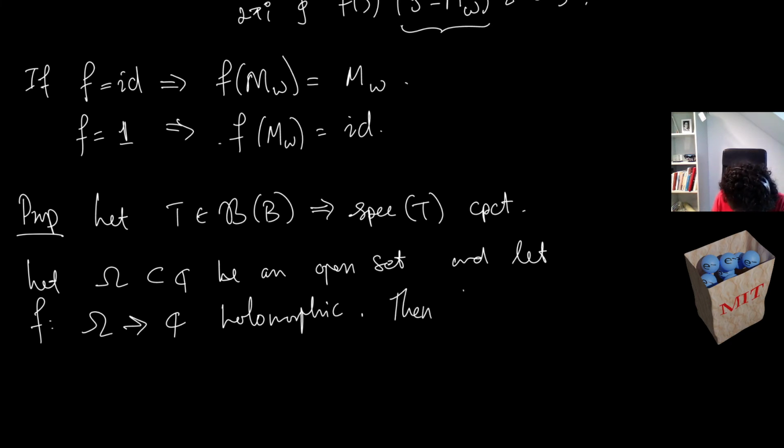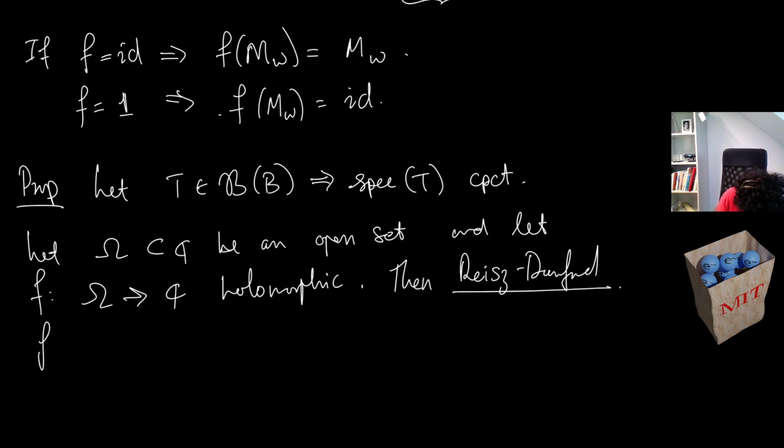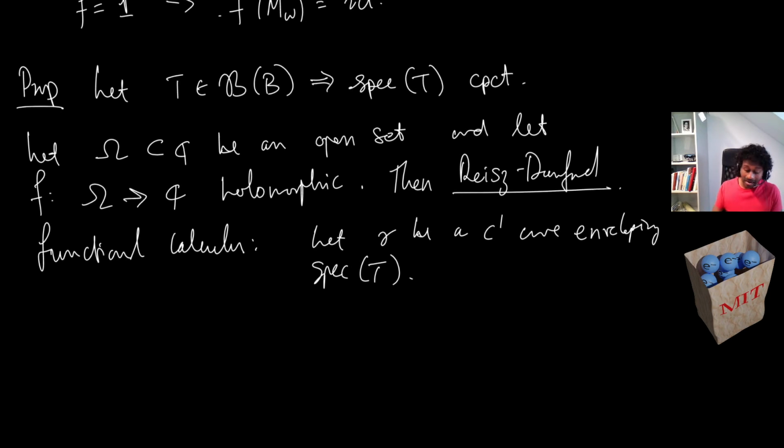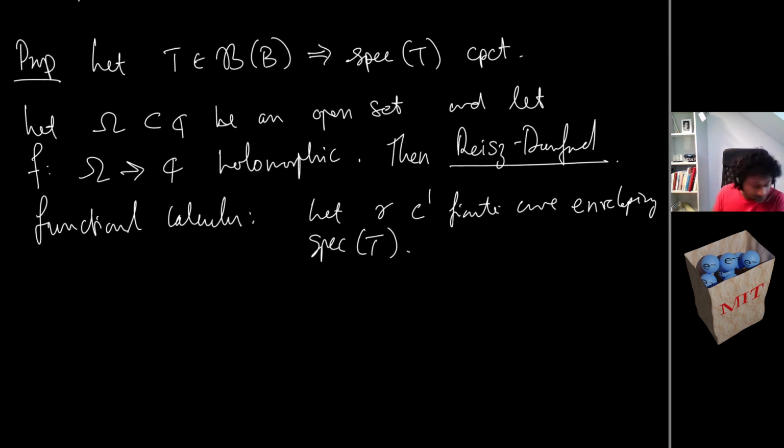Then the Riesz-Dunford functional calculus is simply this: let gamma be a C1 curve enveloping the spectrum of T. So this is now a compact curve, a finite length curve enveloping the spectrum of T.